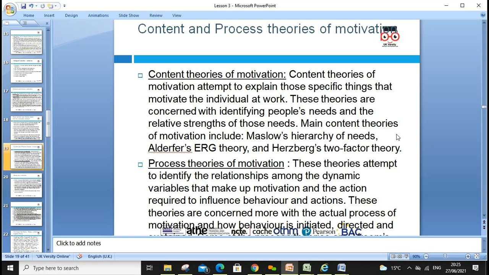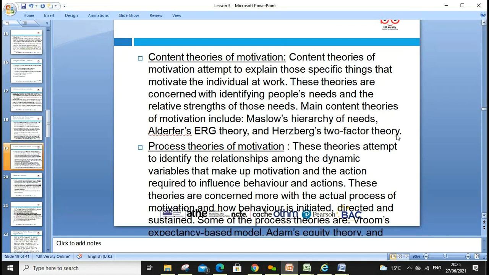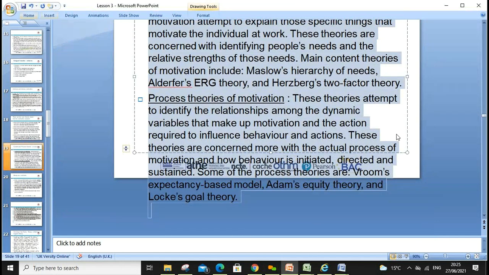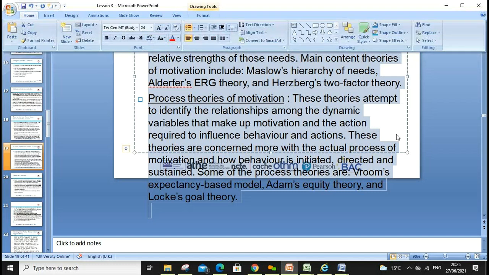So we have a mixture of reward systems, and content and process theories. Content theories of motivation attempt to explain the specific things that motivate individuals at work. These theories are concerned with identifying people's needs and the relative strength of those needs. The main content theories of motivation include Maslow's hierarchy of needs, Alderfer's ERG theory, and Herzberg's two-factor theory. The process theories attempt to identify the relationship among the dynamic variables.